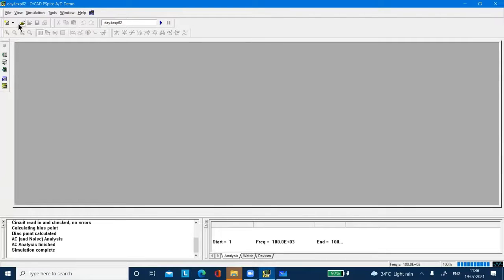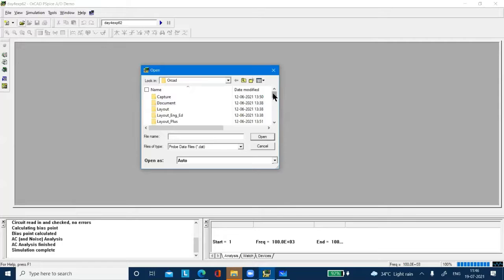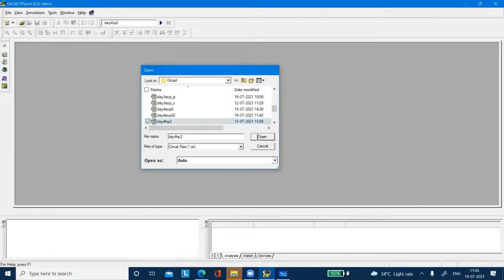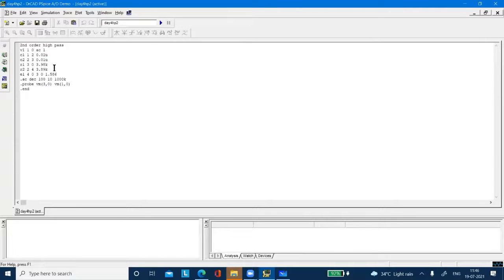Say for example here, the high pass filter. Experiment number 6, second order high pass filter. Look here, at the R and C. I took R equal to 3.98.